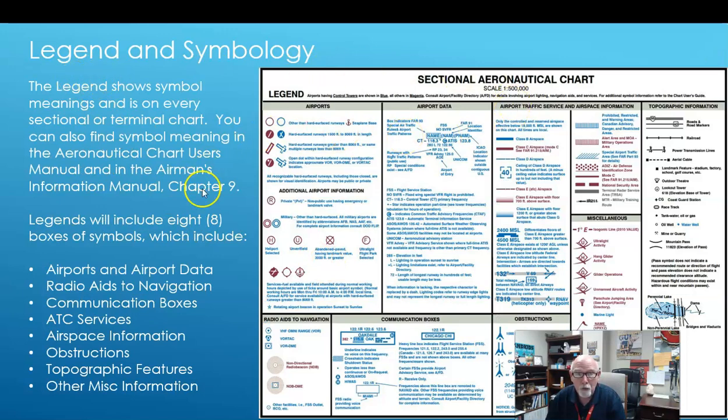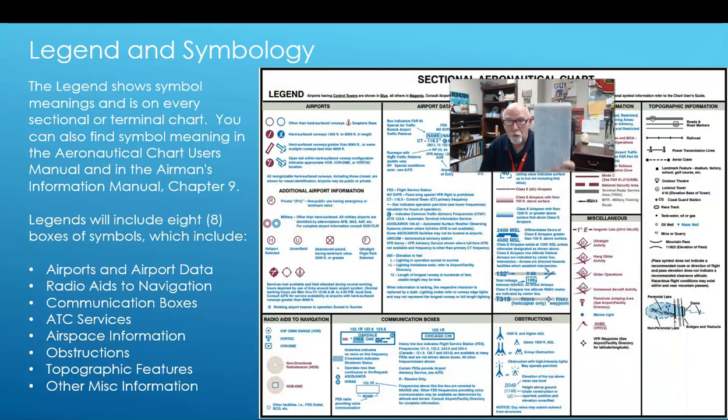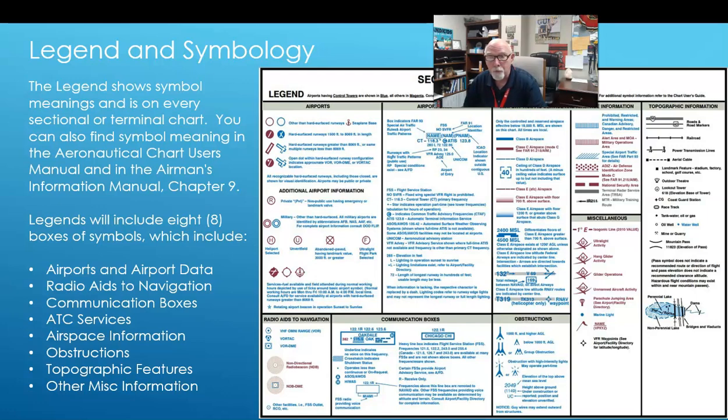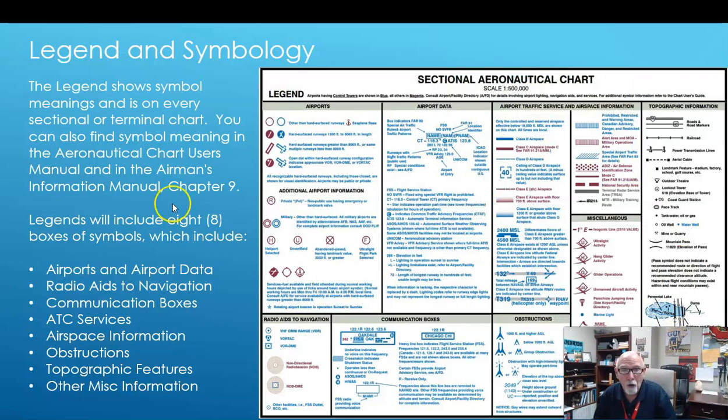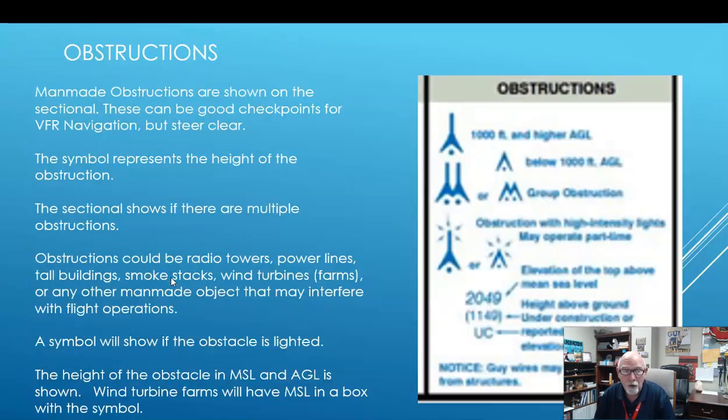Okay, the legends and symbology on your map, on this part of the map, we'll throw that up there so you can see it. This part of the map is your legend, and again it's divided into 8 blocks. The blocks are airports and airport data right here, radio and nav aids right here, communication boxes right here, ATC services right here, your obstructions, which look like this, your topographic features over here, and other miscellaneous information in this block right here. And they're all located on your backside, legend side.